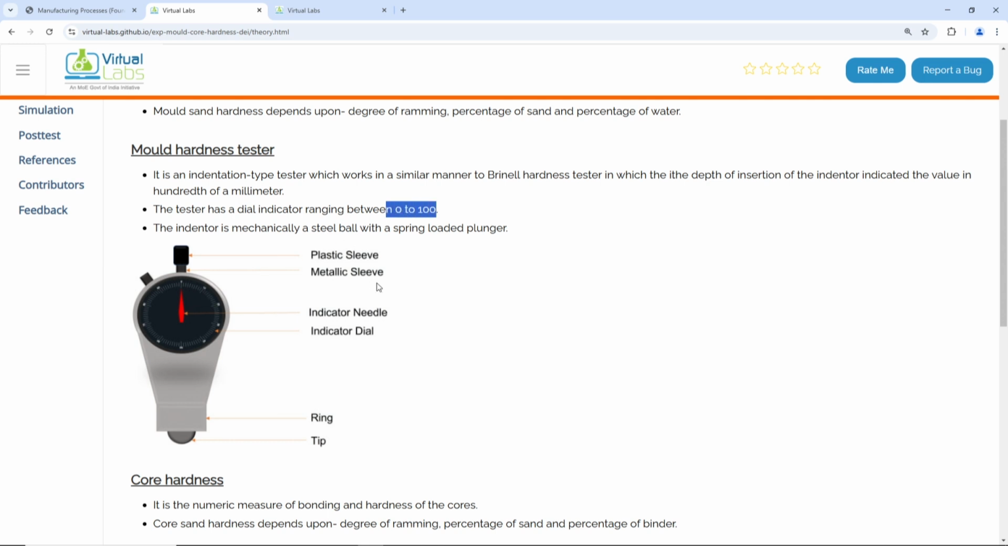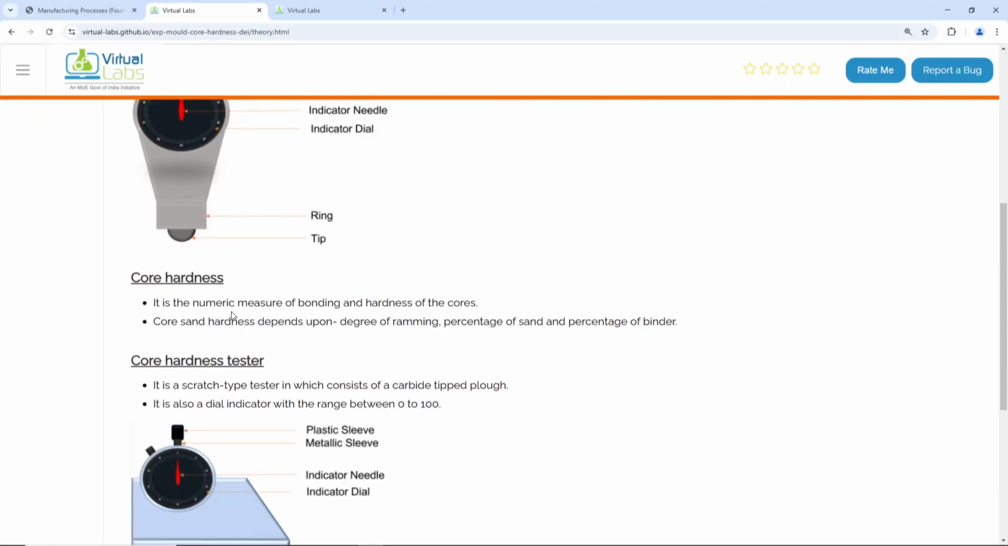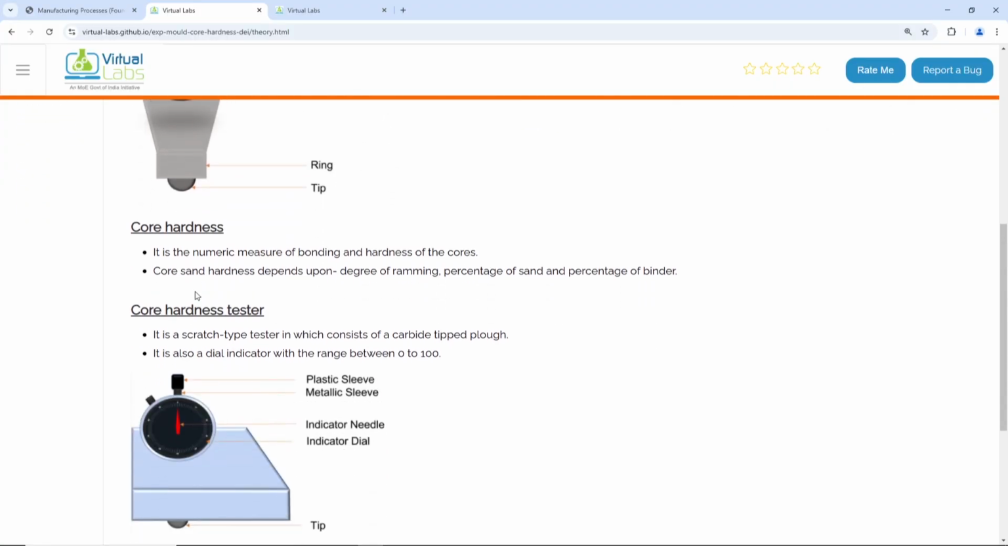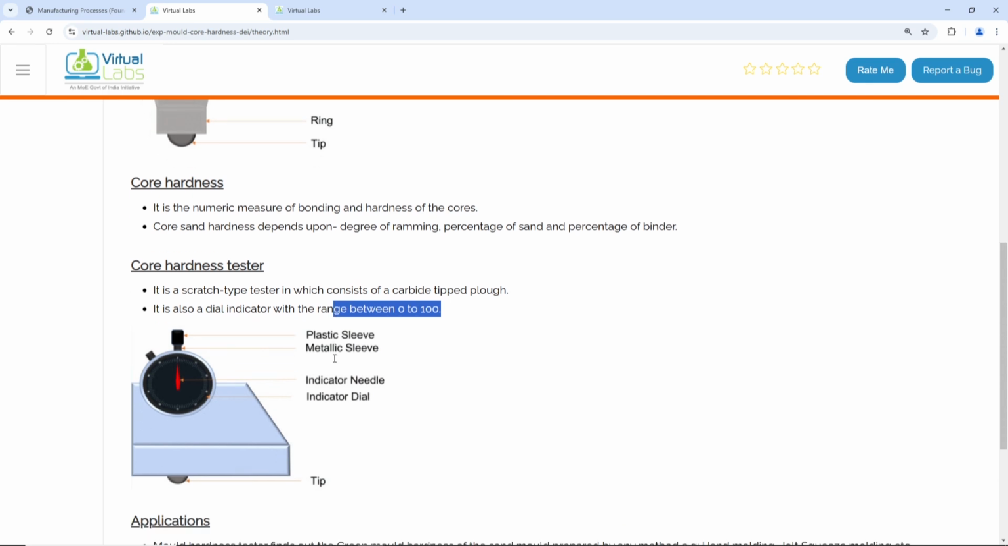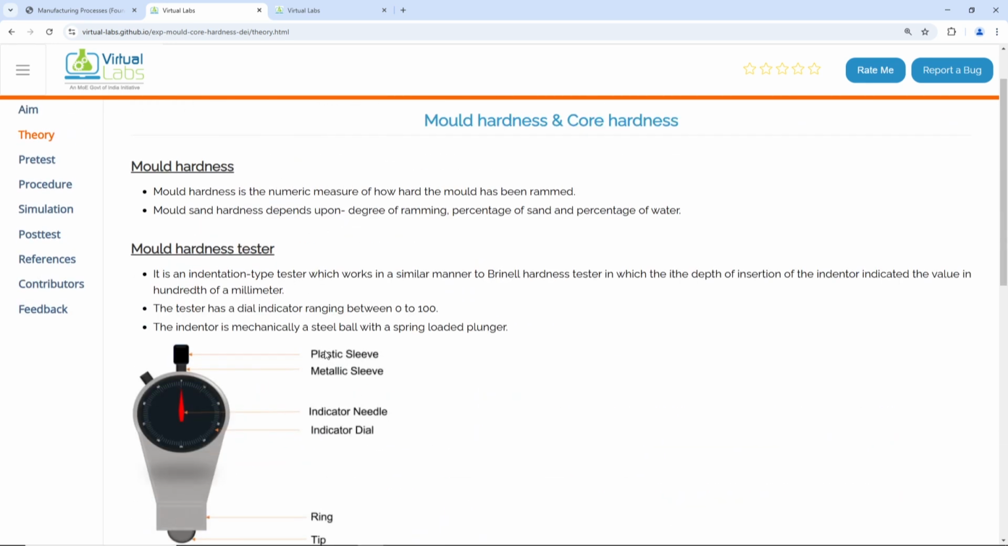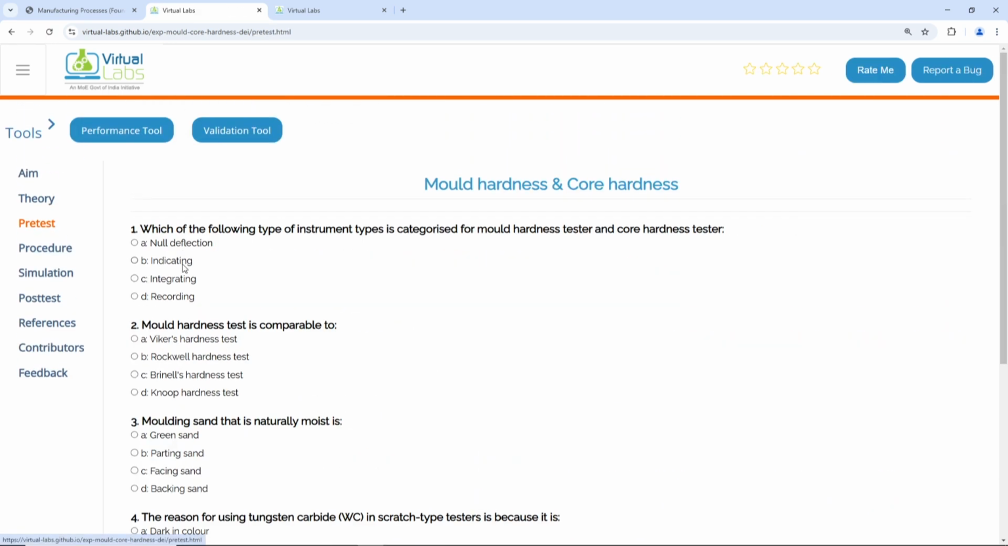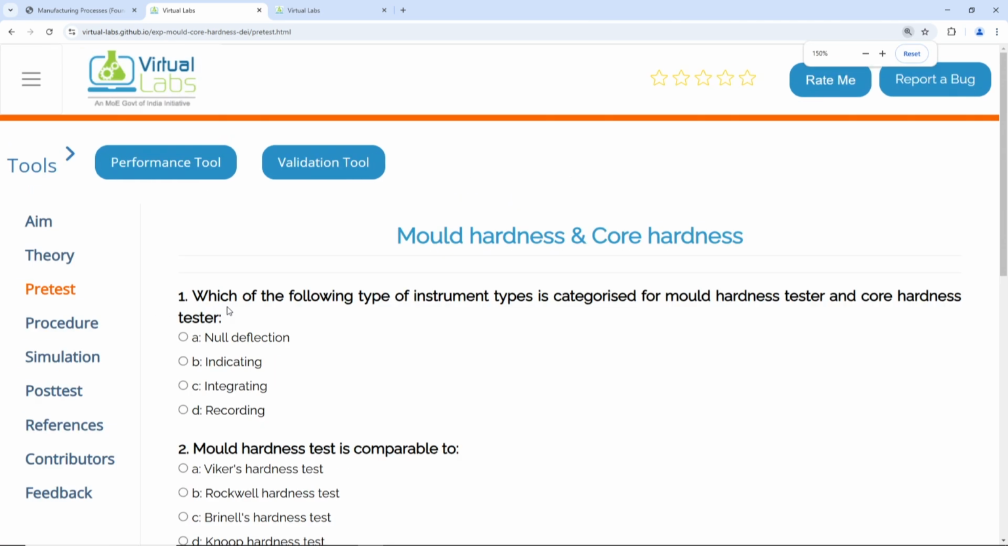To understand more about hardness testing, you can watch videos on hardness testing in the course Basics of Mechanical Engineering 1, which was a precursor to this course. So this is hardness. Then for core hardness, a separate dial gauge setup is there, which will also give you a range between 0 and 100. So I will just go through the pre-test questions and walk you through the experiment, the simulation.